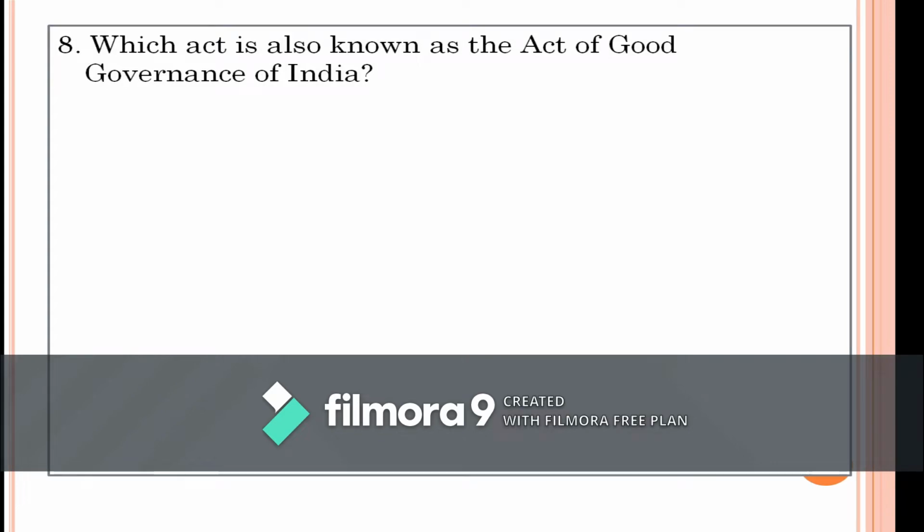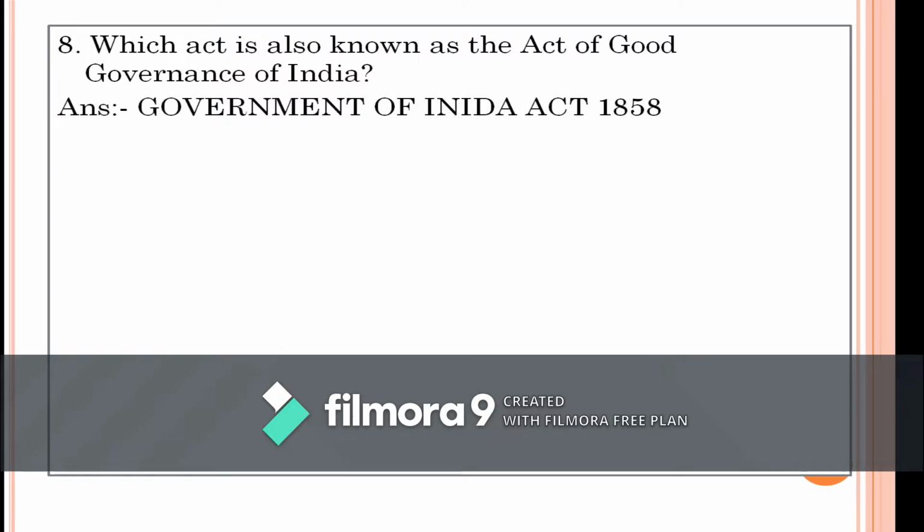So the eighth question is, which act is also known as the Act of Good Governance in India? Keep in mind, the Government of India Act 1858 is known as the Act of Good Governance in India. So the next question is, who was the first Viceroy of India? The first Viceroy of India was Lord Canning.